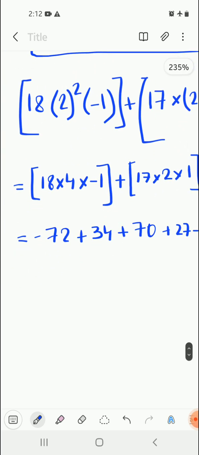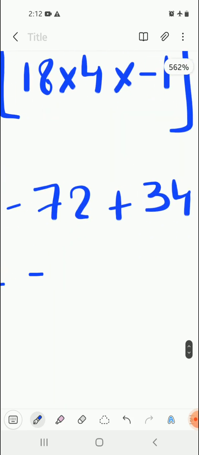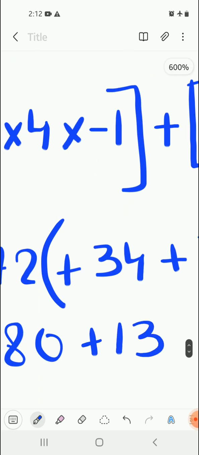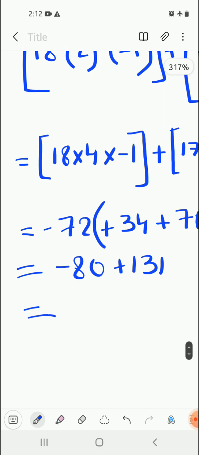Now, all the numbers with the negative sign, that is negative numbers, are to be added and written together. So minus 72, and here we have got minus 8. So it becomes minus 80. Place it here. After this, we have got positive numbers, that is 34, 70, and 27. So we are going to add all these together. So 34 plus 70 becomes 104, plus 27 becomes 131. So this is plus 131. And then 131 minus 80 is 51. That's it.